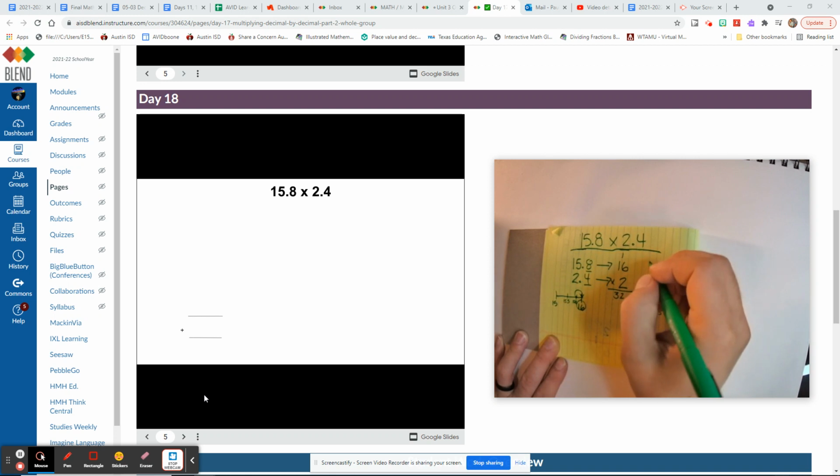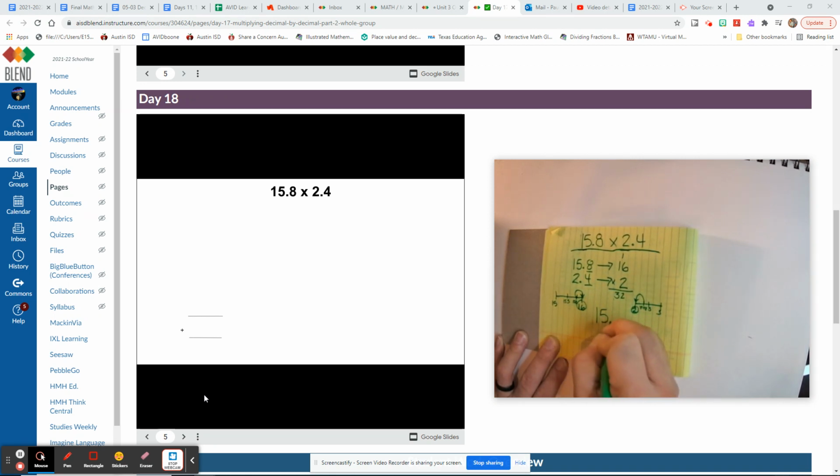Now our real answer, let's see how close it is to 32. 4 times 8 is 32. 4 times 5 is 20, plus 3 is 23. 4 times 1 is 4, plus 2 is 6. Second line, ones place, a 0.